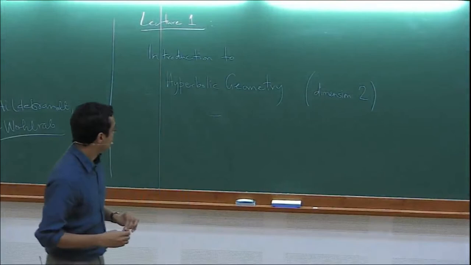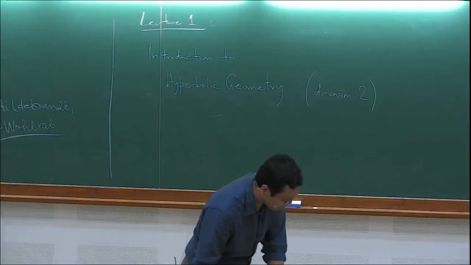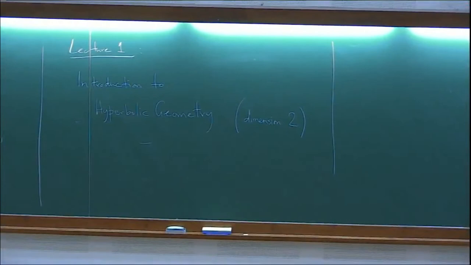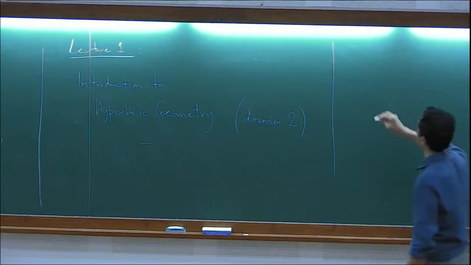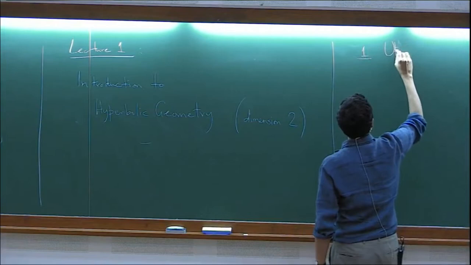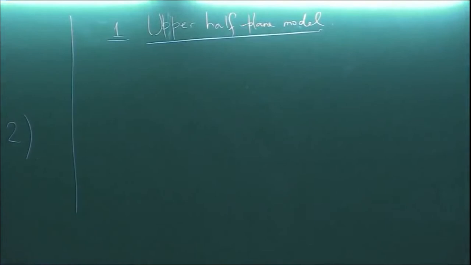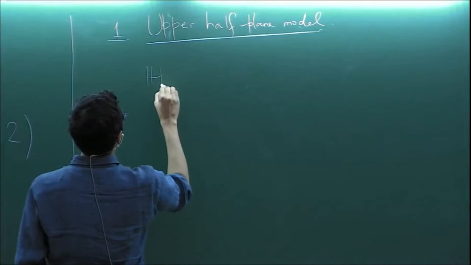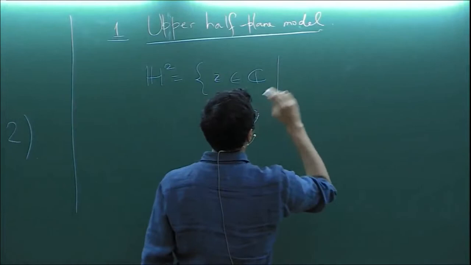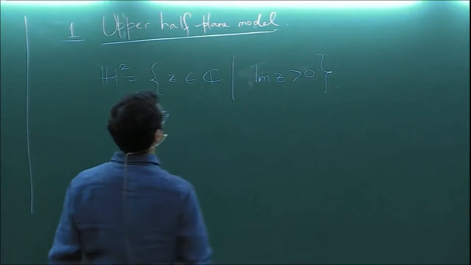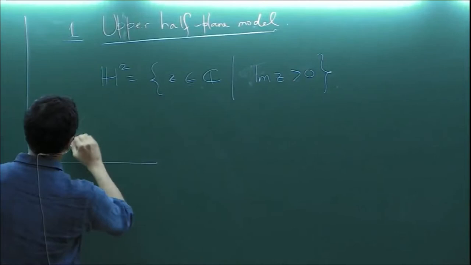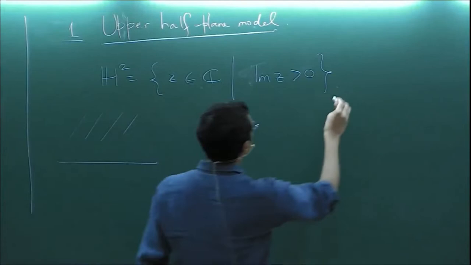I'll say more about why we look at hyperbolic geometry at the end, but let's start describing some models, some descriptions of what this hyperbolic plane looks like. The first model I'll talk about is the upper half plane model, and we'll see two more models and why they are all useful in their own way. Here you look at the set: as a set, it's just the set of points in the complex plane where the imaginary part is bigger than zero. Here's the picture: it's just the things above the real axis. You can think of this as a subset of the complex plane.